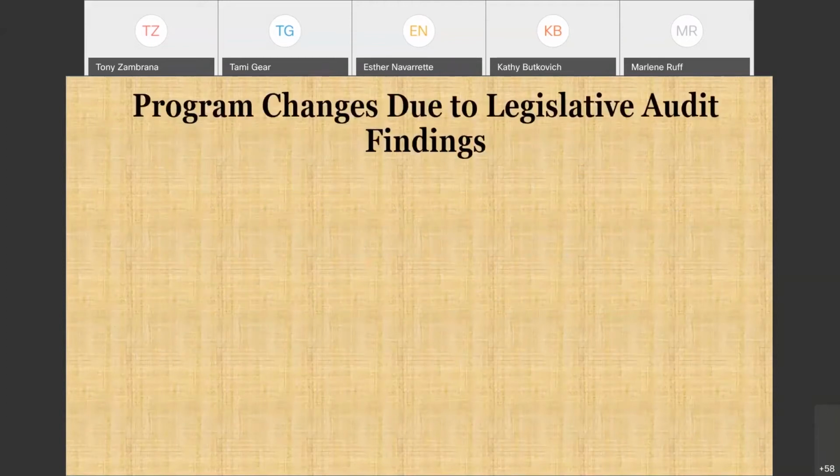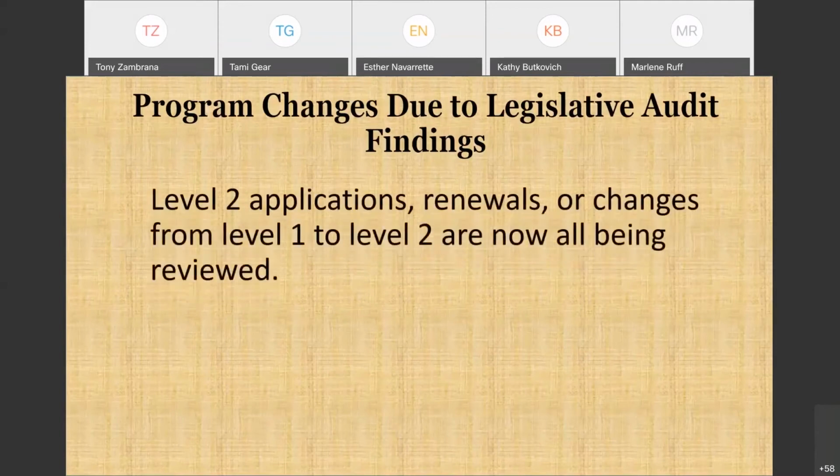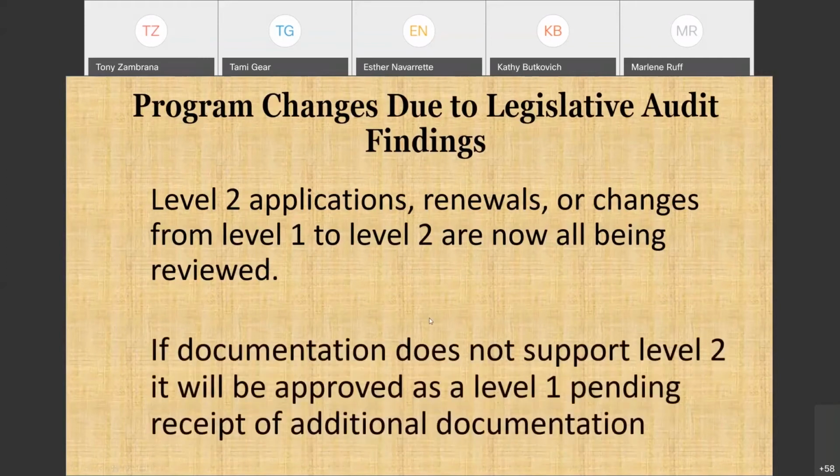So here are the different program changes due to these legislative audit findings. From now on, level 2 applications, renewals, or changes from a level 1 to a level 2 are now being reviewed. And if that documentation does not support a level 2, it will be approved as a level 1 pending receipt of additional documentation. If that additional documentation still does not show that it should be a level 2, they will continue to be funded at that level 1.